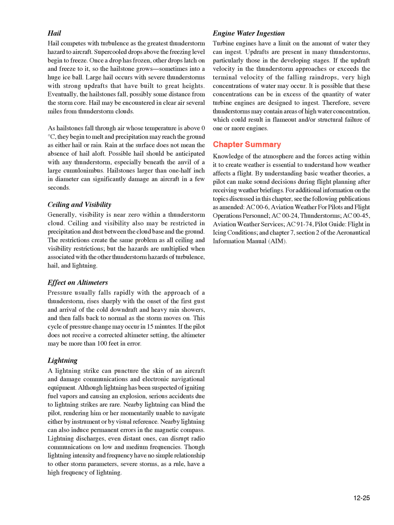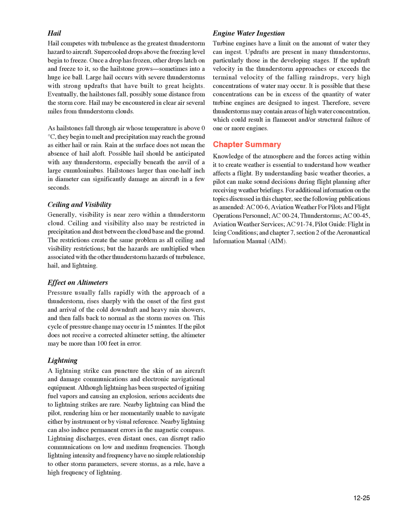As hailstones fall through air whose temperature is above 0 degrees Celsius, they begin to melt and precipitation may reach the ground as either hail or rain. Rain at the surface does not mean the absence of hail aloft. Possible hail should be anticipated with any thunderstorm, especially beneath the anvil of a large cumulonimbus. Hailstones larger than 1/2 inch in diameter can significantly damage an aircraft in a few seconds.